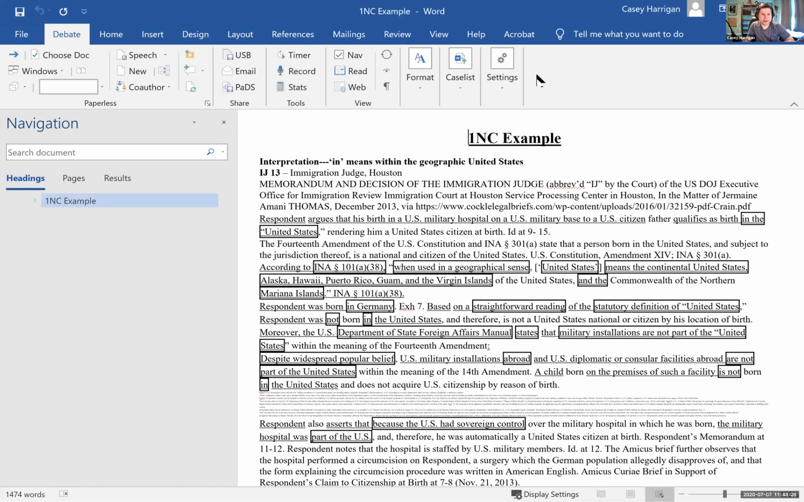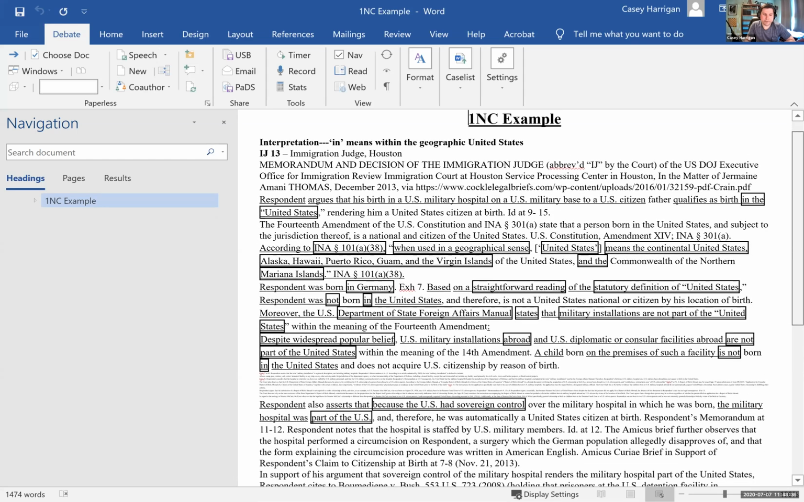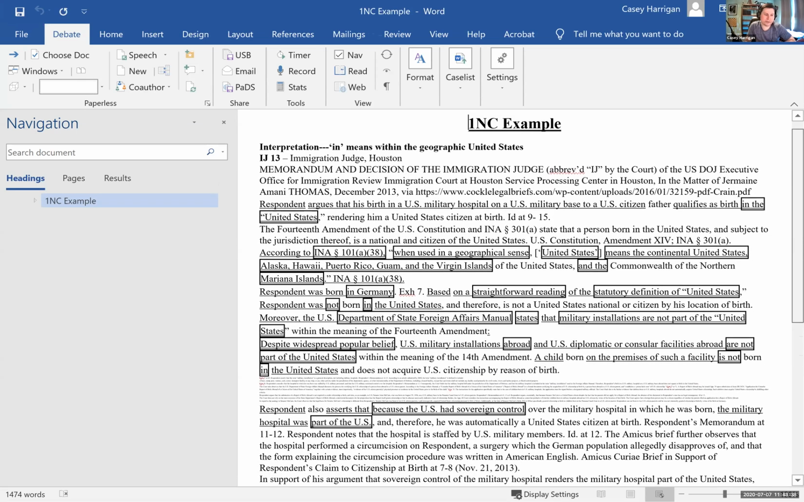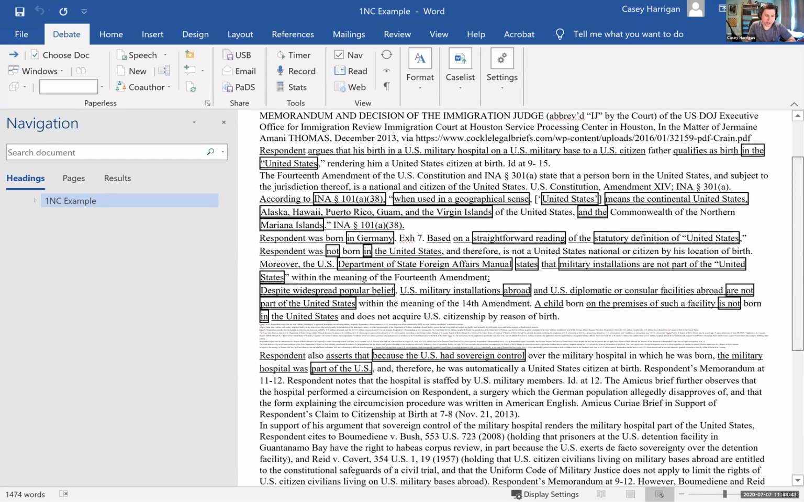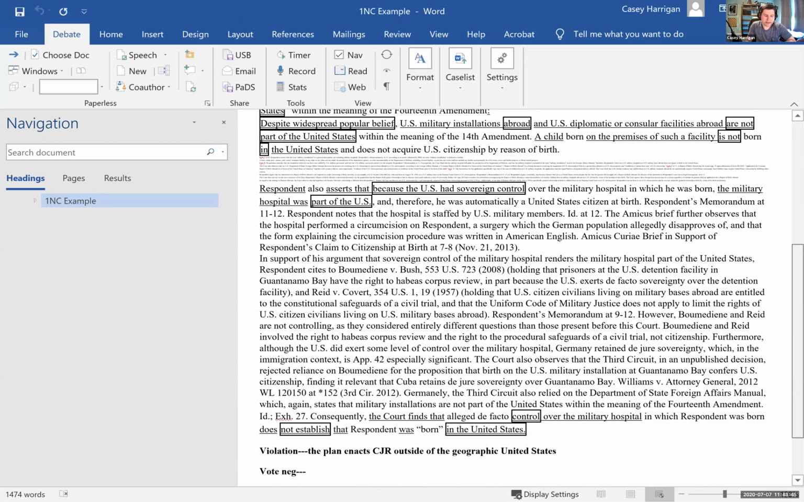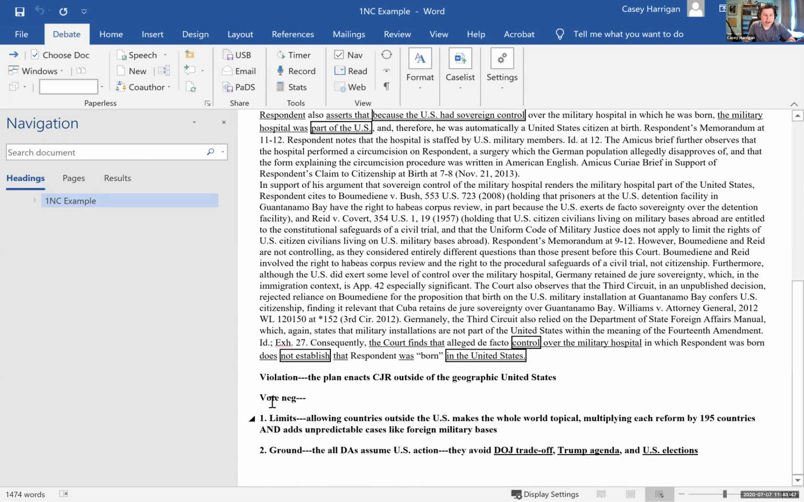So, okay, here's a sample 1NC shell. I'm going to just scroll through it quickly. This is an example for T in means within the geographic scope of the United States. We have an interpretation, some evidence, violation, vote neg, and then some reasons to prefer.